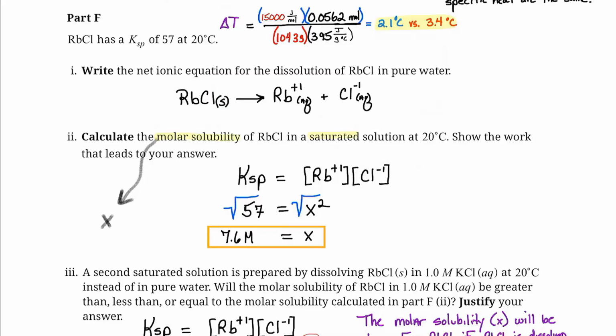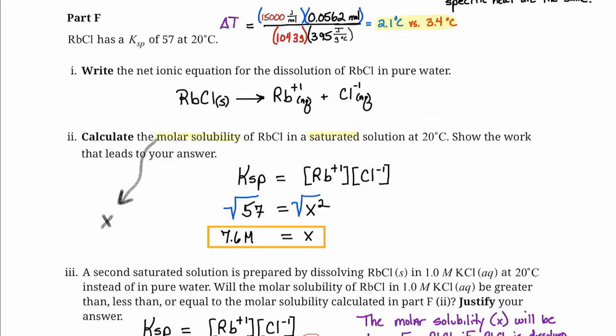7.6 molar is each X, and that's pretty high, especially if you're used to dealing with KSPs with very small values, because you're used to dealing with salts that don't dissolve very well. That's the whole point of using them. So here we are using them for a very soluble salt, so I'd expect the molarity to be very high. So the answer, of course, is 7.6 molar.